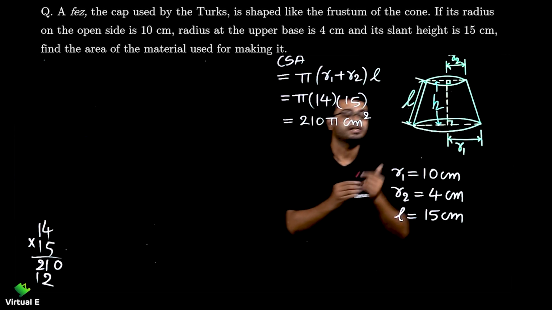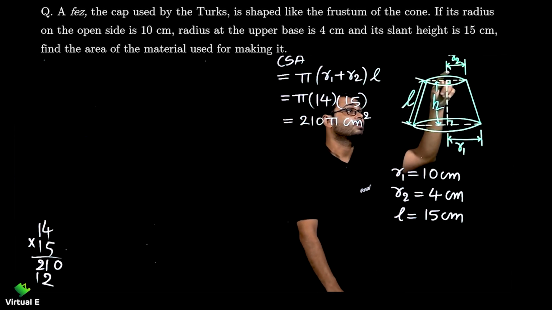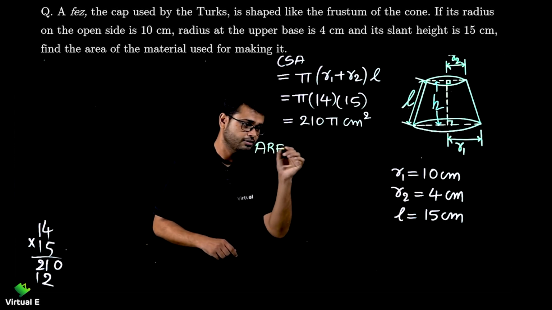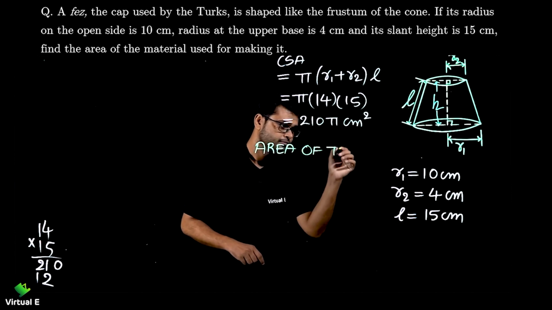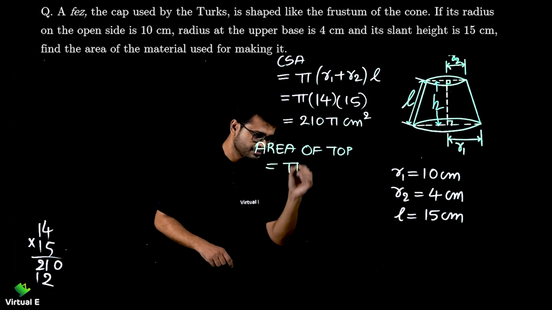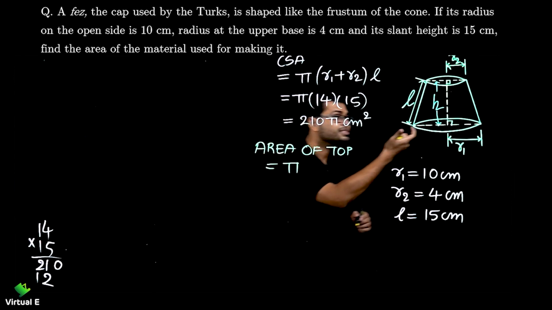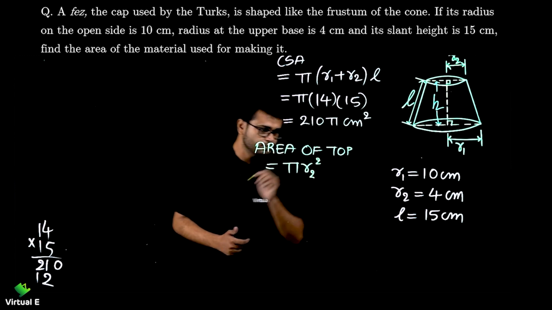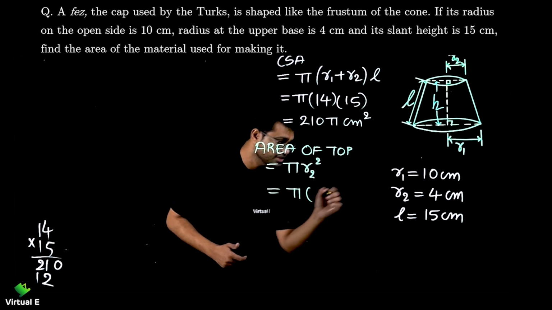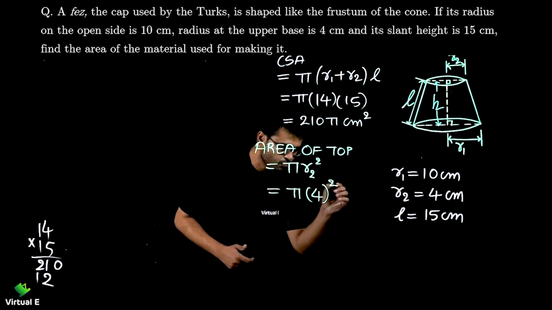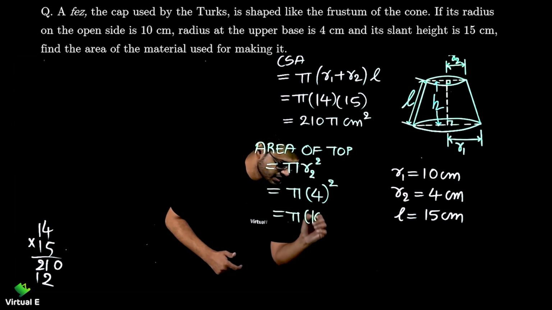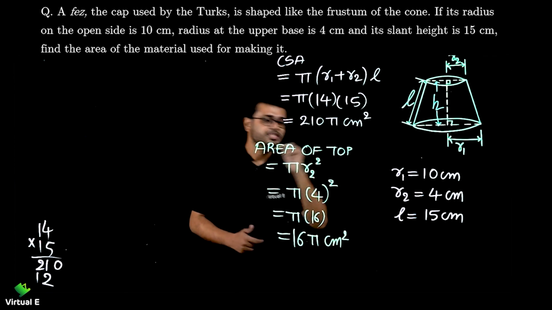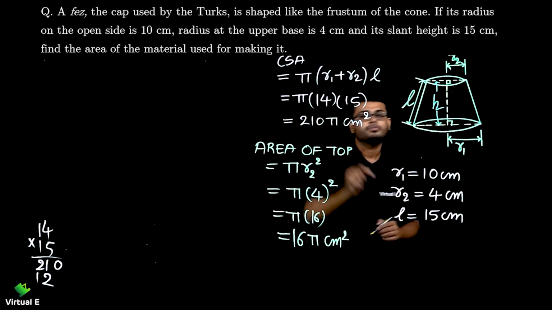Remember, only the CSA we have got. We need to get the top area as well, right? So let's write the area of the top. That is pi R squared. Which R will I take, R1 or R2? Common sense, we are talking about the top, so that is R2. So pi R2 square. Keep pi as it is, R2 is 4 and square, so 16 pi centimeter square is the area of the top layer, which is a circle.